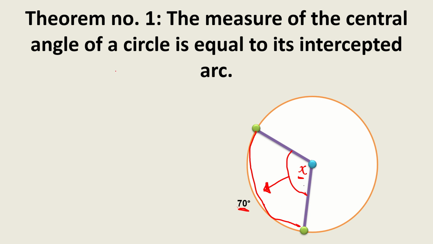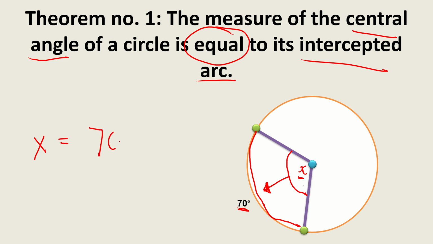intercepted arc. So again, according to theorem number 1, the measure of the central angle of a circle is always equal to its intercepted arc. So if the intercepted arc measures 70 degrees, therefore, the measure of the central angle nag-intercept sa kanya, which is denoted by x, will also be 70 degrees. Again, the measure of the central angle is always equal to its intercepted arc.